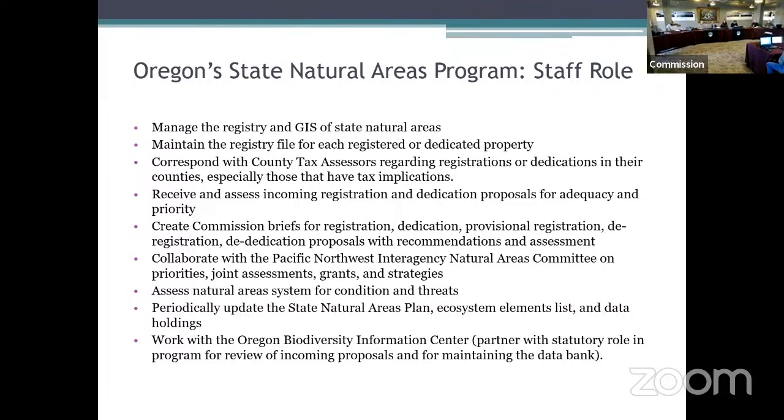And we assess the natural areas system for threats and condition. This could be things like past wildfires. It could be things like maybe a species has become extirpated on a property for which that registration was dependent on that species being there. We also periodically update the state natural areas plan and the ecosystem elements list, which is also the data bank. And we work with the Oregon Biodiversity Information Center on incoming proposals and data bank maintenance.